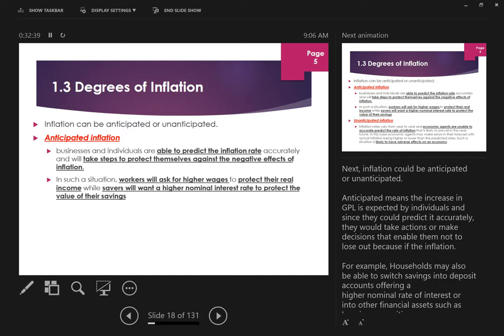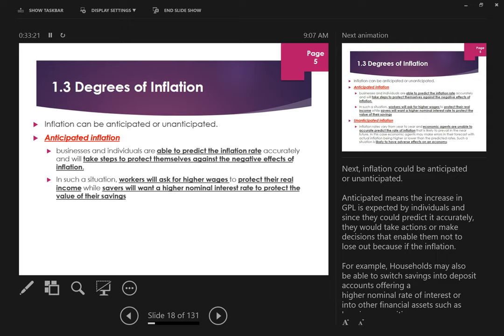If inflation is anticipated, workers anticipate that there's going to be inflation in the next time period. What they will do is ask for higher wages, because they want to protect their own real income. Then savers: you save your money in the bank. When you have inflation, this inflation is going to lower the purchasing power of your savings. So what you will do is want a higher nominal interest rate to protect the value of your savings. So if it's anticipated, you can take preemptive measures.